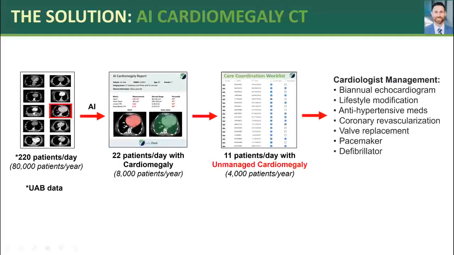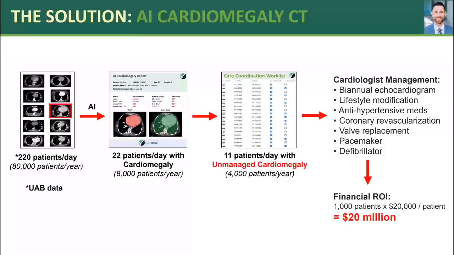Okay, so then we're trying to follow these patients with care coordination software. They're going to get echocardiograms twice a year, lifestyle modifications, sometimes antihypertensive medications, but some of them are going to go on and get coronary stents, CABG, valves replaced, pacemakers, and defibrillators. So these are big ticket items that have been shown to markedly improve overall survival. So besides helping the patients, there's a potential financial return on investment then.